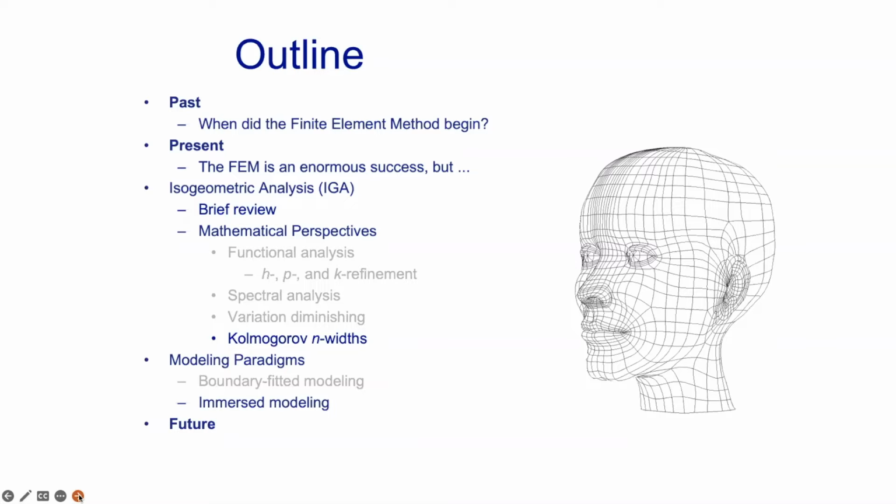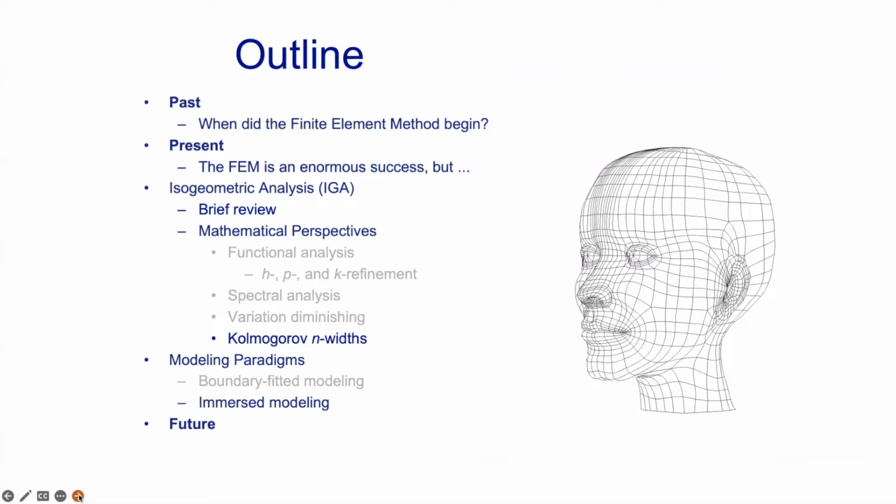I talked about mathematical perspectives in the spring. I focused on functional analysis and spectral analysis and mentioned the variation diminishing properties. I'll just very briefly go through that again. I mentioned Kolmogorov n-widths. I didn't talk about that in the spring, but I thought I would present those ideas today, because they're another way of evaluating discrete methods and comparing them to others. And it's a very nice methodology. And again, it has shed light on isogeometric analysis as well as finite element analysis.